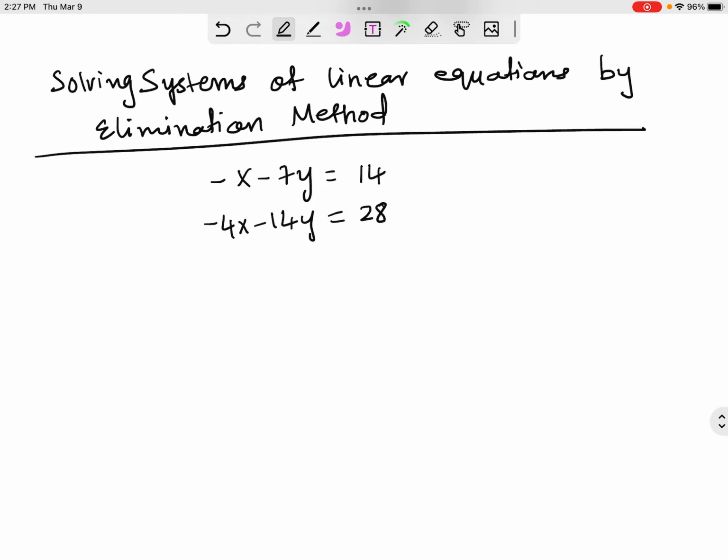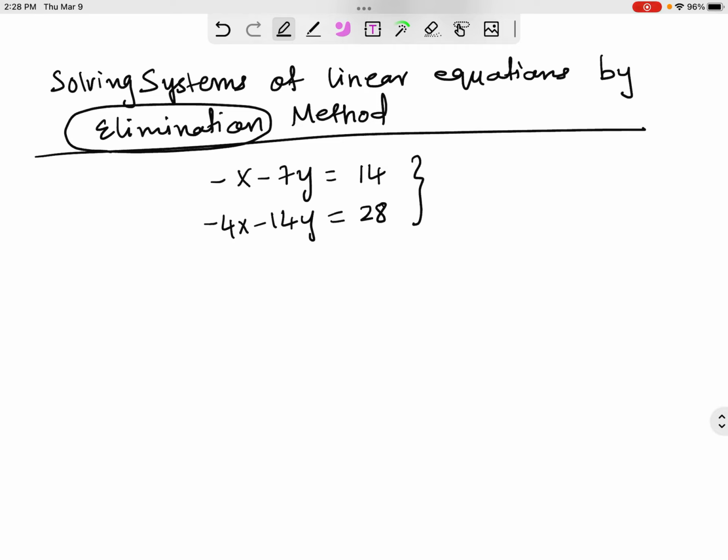Hey everyone, so in this video we are going to solve systems of linear equations by elimination method. So as you can see, this is the system that is given right here. For the elimination method, we add the two equations that are given in such a way that we are able to eliminate one of the variables here. And it can be either variable, it could be x or it could be y. It doesn't really matter. You get the exact same answer as long as you do the correct math here.